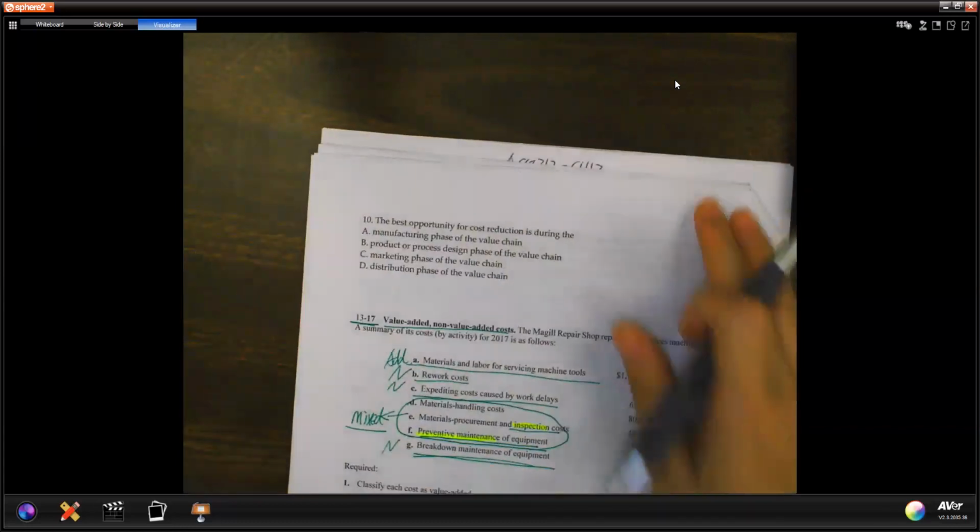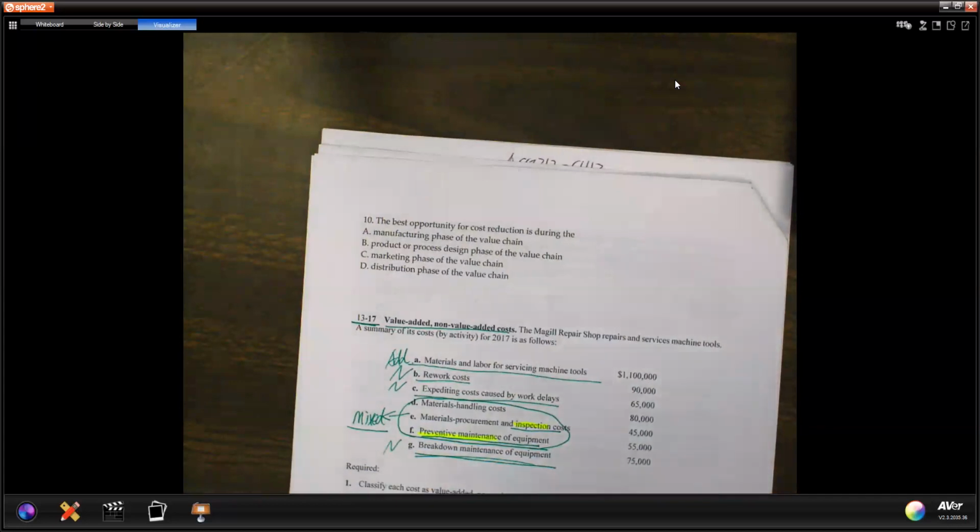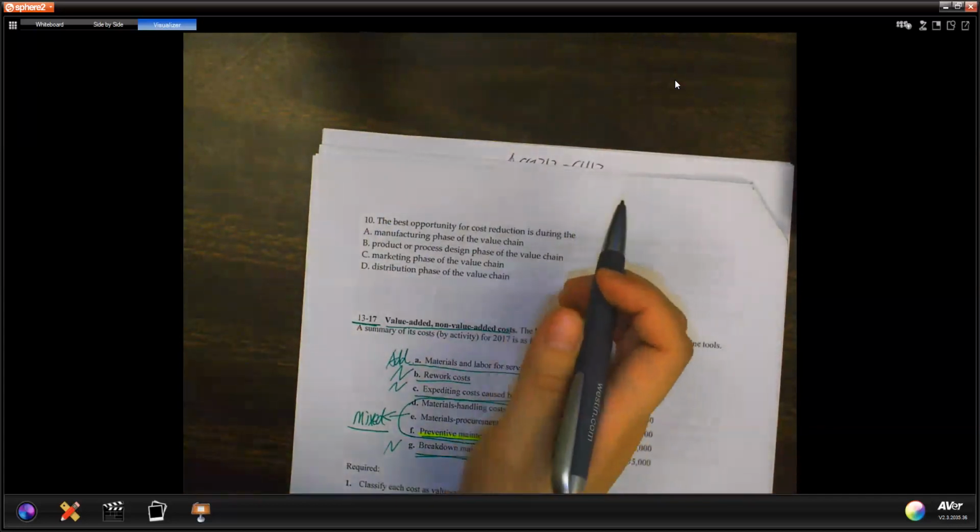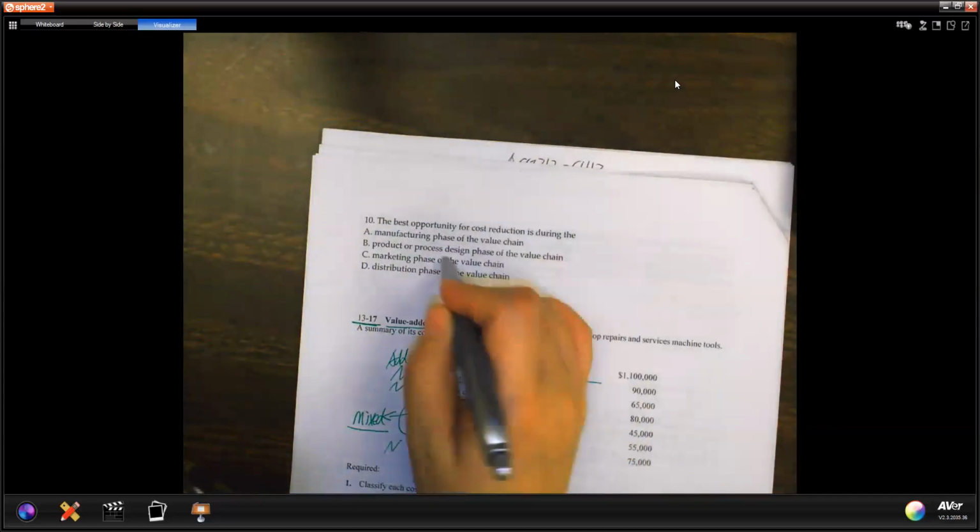13-27, I'm not going to talk too much. I used to have students do this one, but I think it's better to focus on the multiple choice. I posted my solution to Blackboard too. And then question 10 said the best opportunity is definitely before it's locked, right? So it's in the design and R&D part.